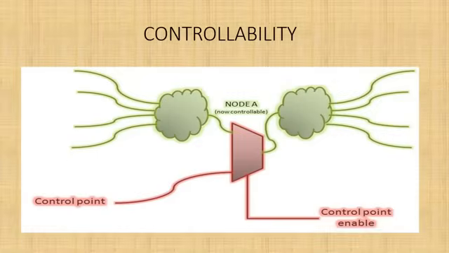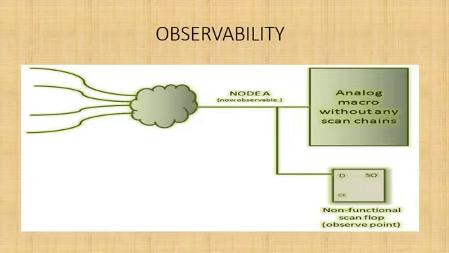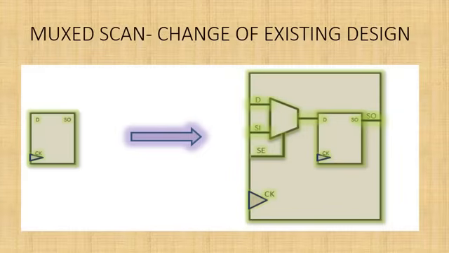Controllability means that at any node, you are able to provide the input or the value which you require to test the fault. Example over here, using the mux with the control point and the control enable 1, you are providing the value with the control point. Observability means you are able to observe the status of any node at the output port. So to observe here, node A is observed via a non-functional observation flop. The process of converting a normal flip-flop into a scan flip-flop is called scan insertion.